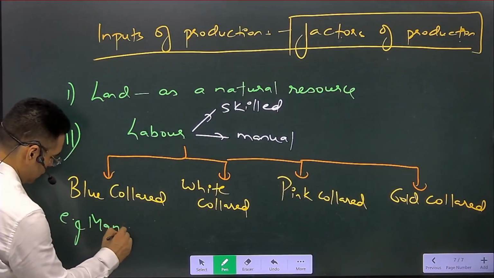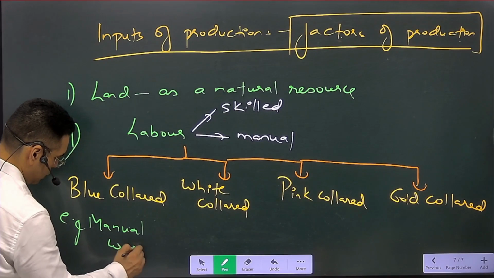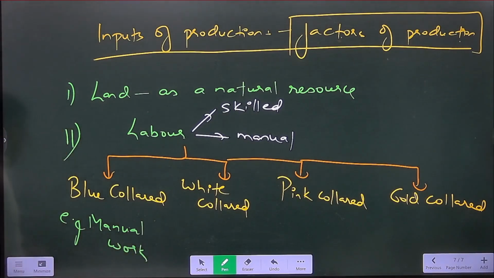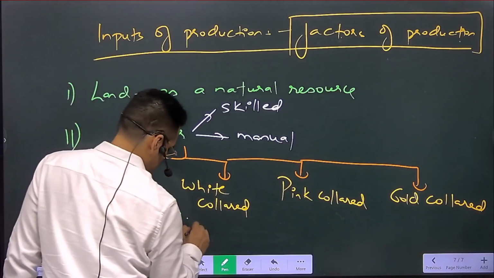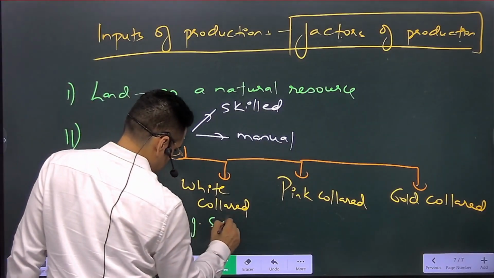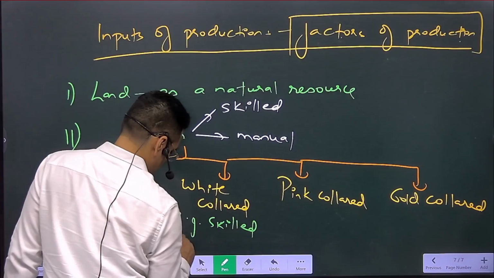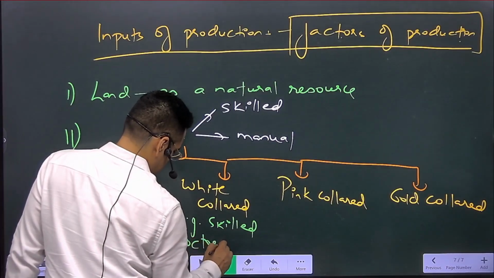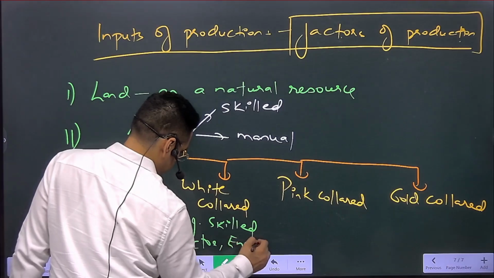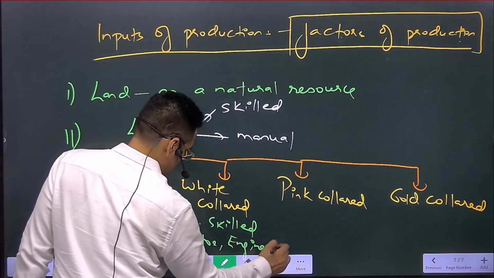So blue collared is manual work. White collared is skilled. Okay, so for example, doctor, engineer, consultant.